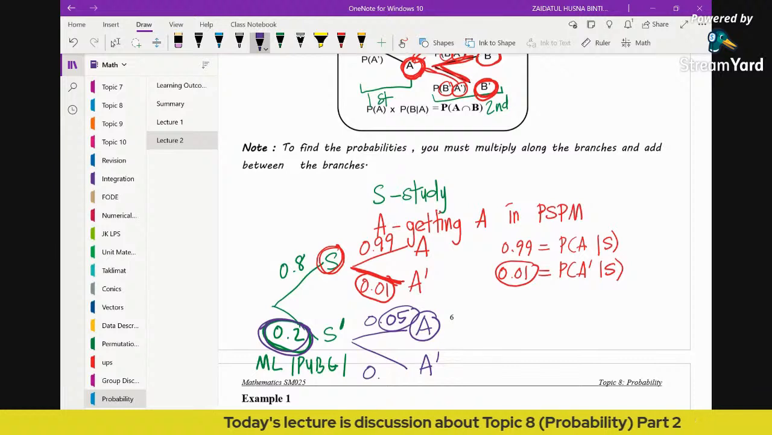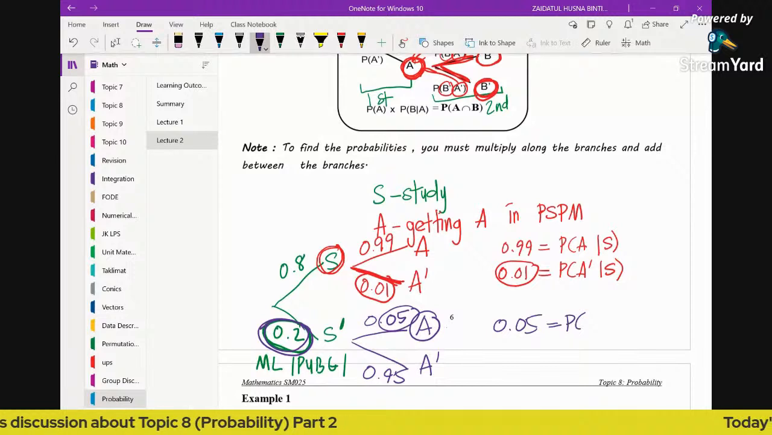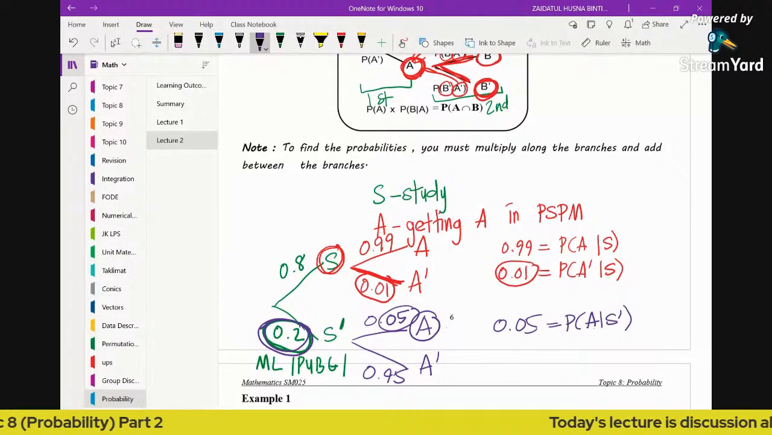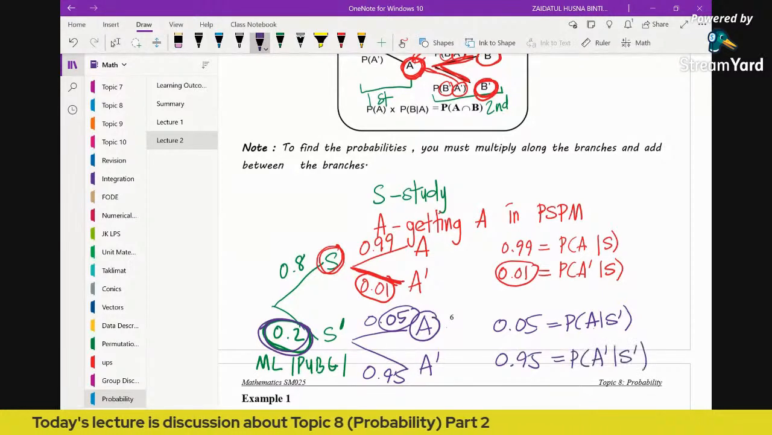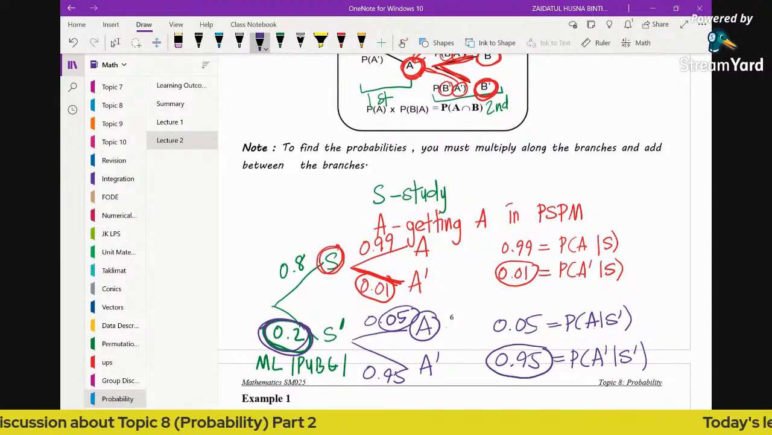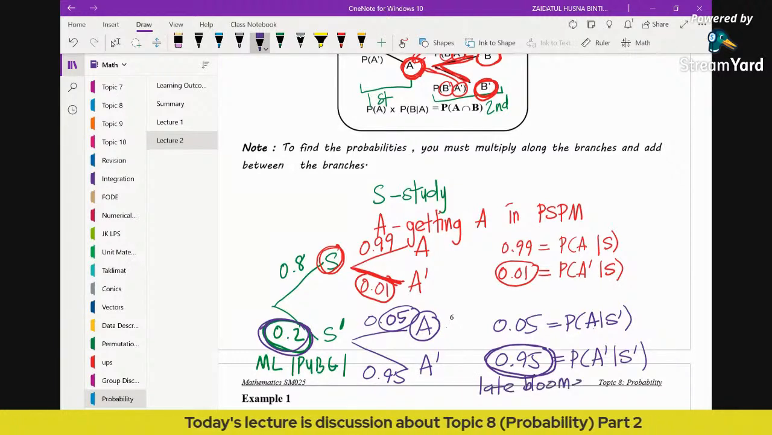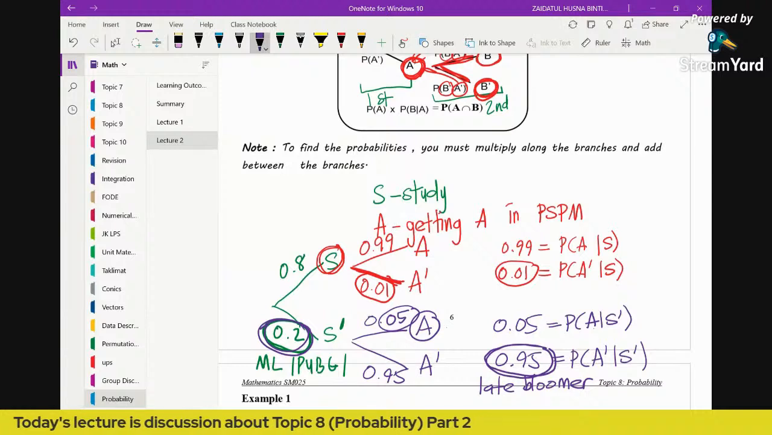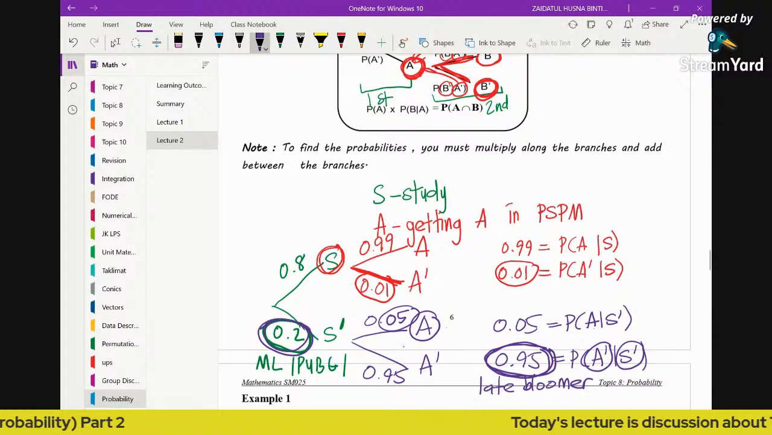So macam ni lah. So untuk 0.05 ni, kebarangkalian dia dapat A tapi dia tak study. Yang 0.95 ni ramai. So kebarangkalian dia tak dapat A disebabkan dia tak study. Ini biasalah. Ini pun biasa. Ini biasanya golongan-golongan yang late bloomer lah, I would say late bloomer. Sebab dia belum insaf lagi, kesedaran tu tak dapat lagi. Dia tak study, dia main-main dan dia tak dapat A. So that is very likely to happen lah. So that is the probability lah.